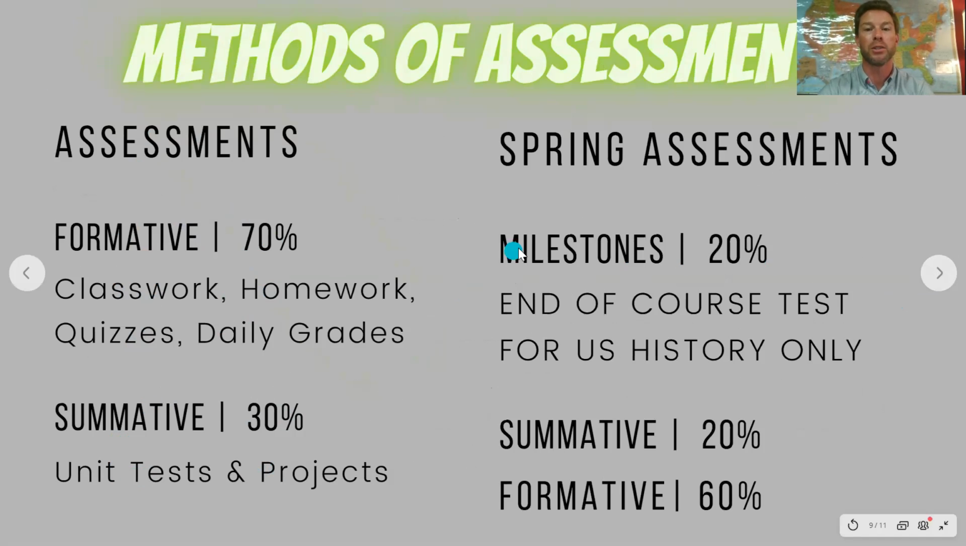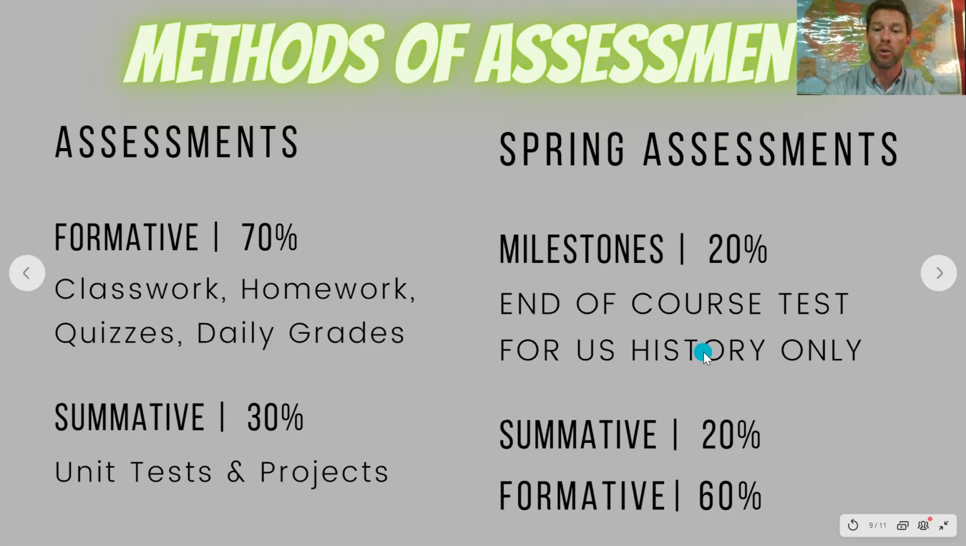Now, if you jump over to the right-hand side of the page, spring assessments, this is only going to be true for U.S. history. The Milestones is going to count for 20% of their final grade. This is the end of course state mandated test in U.S. history. We're going to take it towards the end of April, beginning of May, and that test is going to be worth 20% of your student's final grade.